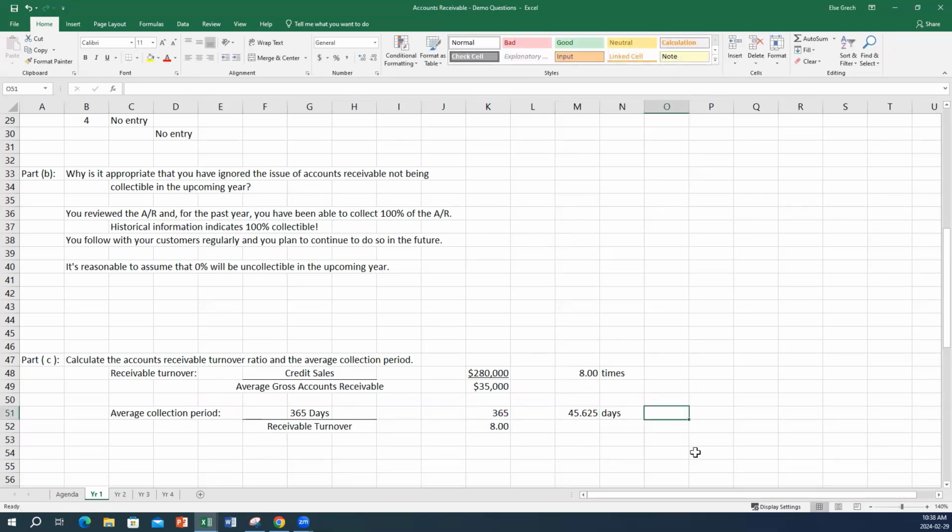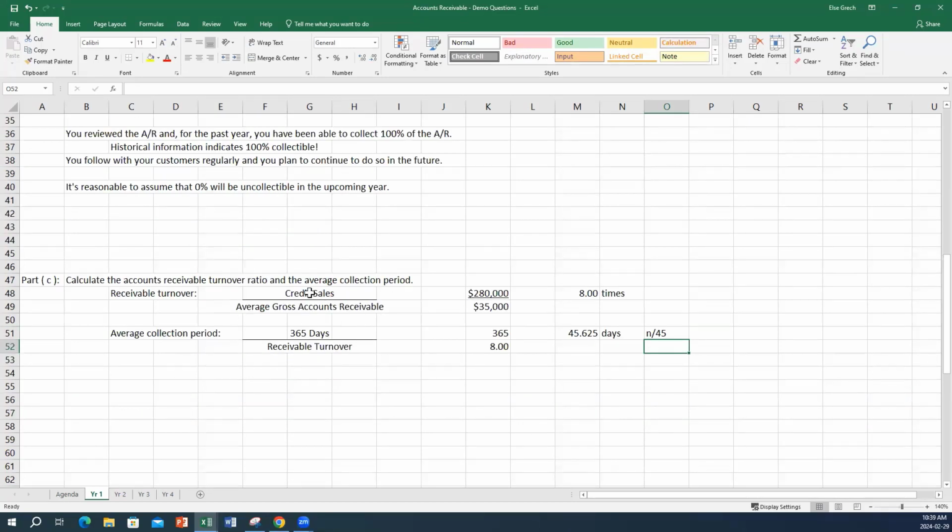We know that our terms are net 45. So we can see that we are doing a very good job in collecting our accounts receivable within the terms that we've provided to our customers. And this is a positive message in this company with regards to our ability to collect the cash from our customers quickly enough given our credit terms.